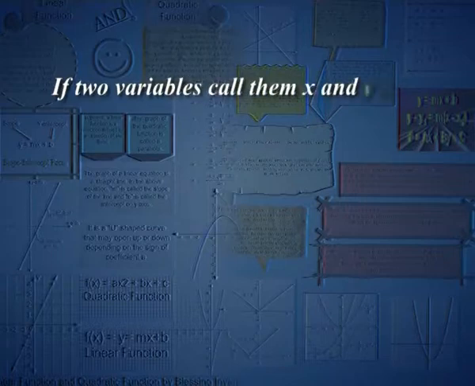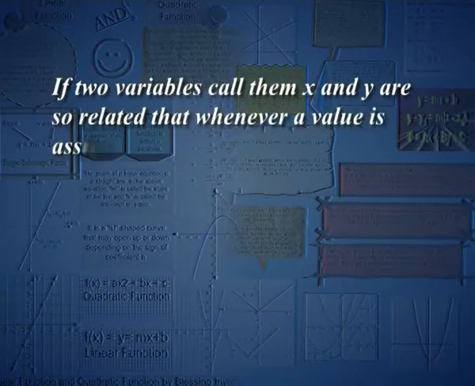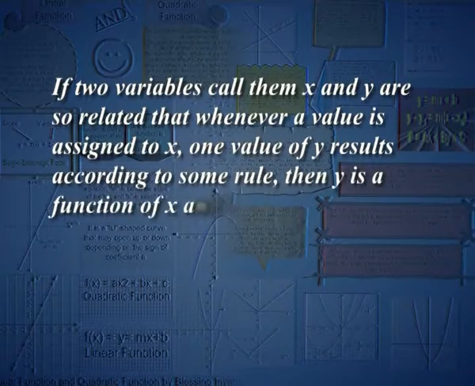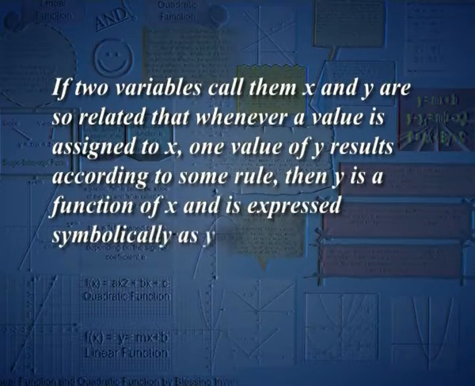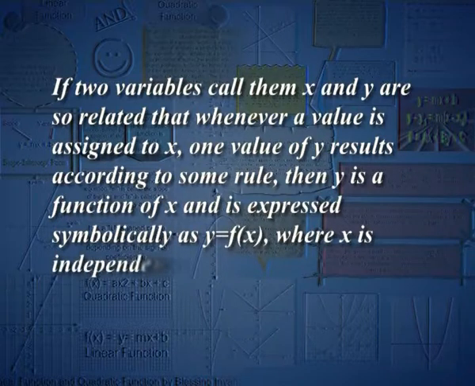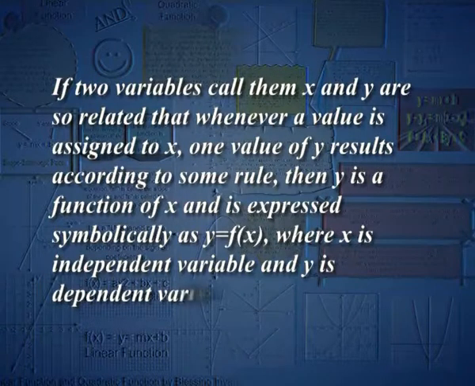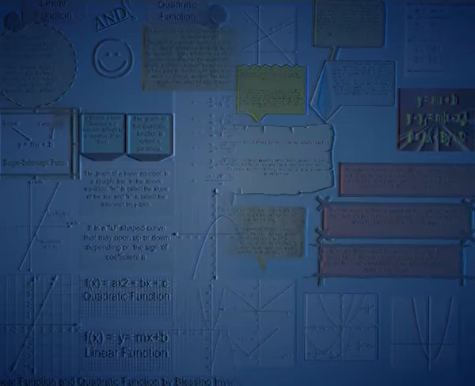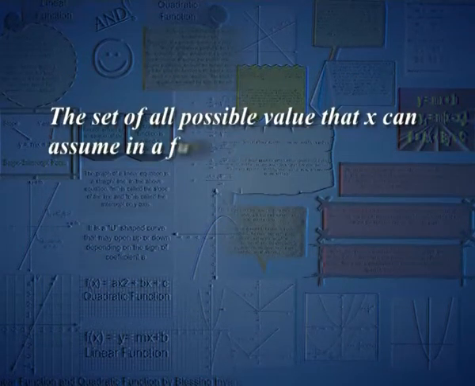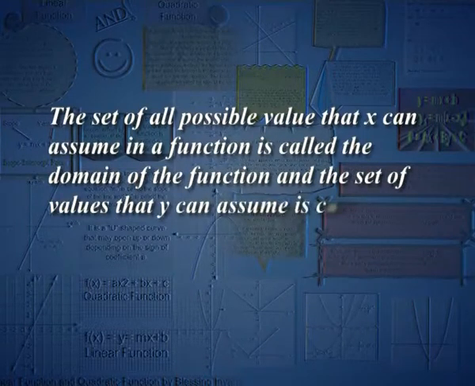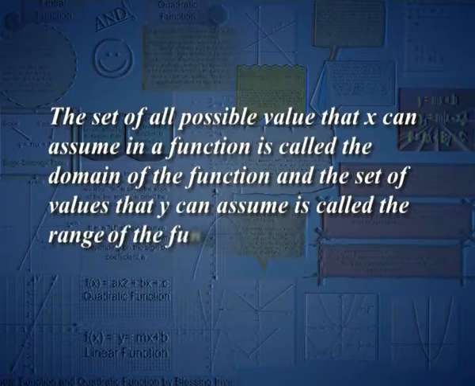If two variables, call them x and y, are so related that whenever a value is assigned to x, one value of y results according to some rule, then y is called a function of x and is expressed symbolically as y equals f of x, where x is the independent variable and y is the dependent variable. The set of all possible values that x can assume in a function is called the domain of the function, and the set of the values that y can assume is called the range of the function.